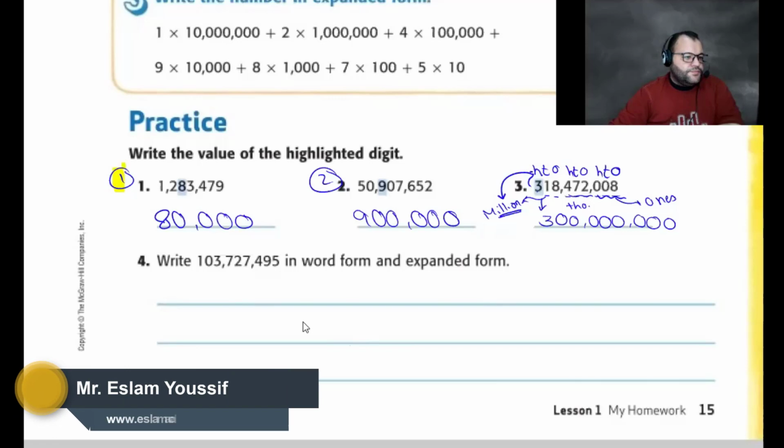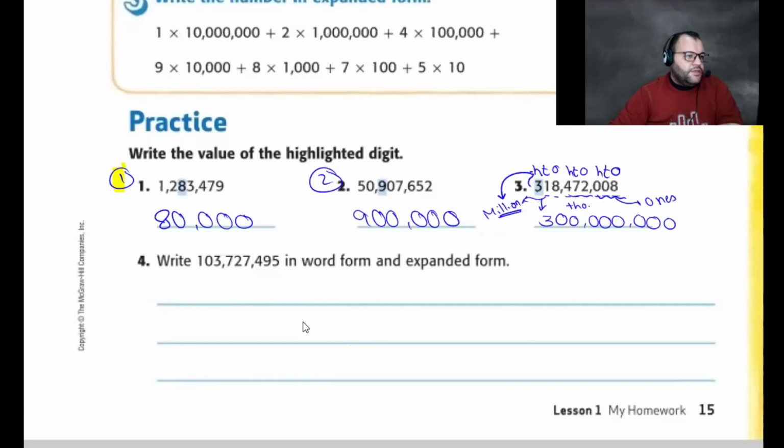Okay. We need the next one. The next one will be Abdurrahman. Abdurrahman, we need to write this one in word form. I need only the word form because another one will solve the expanded form. The word form. How can we write this one?